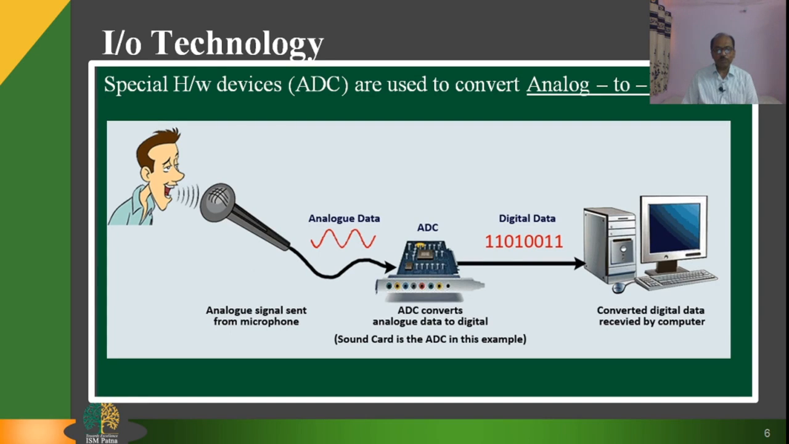On the screen you are visualizing a picture in which a person is saying something, and the voice, which is an analog signal, is inserted into the ADC, and from the ADC it becomes a digital signal and goes to the computer system. Both these signals are shown in red color on the screen. So, with the ADC, these analog signals are converted to digital signals.